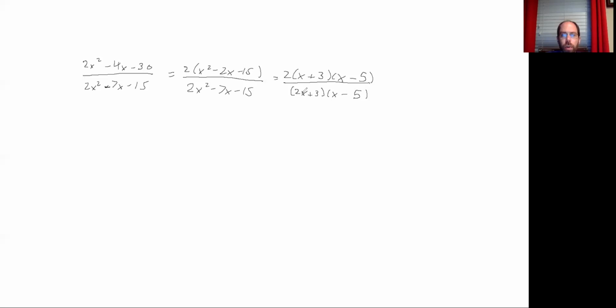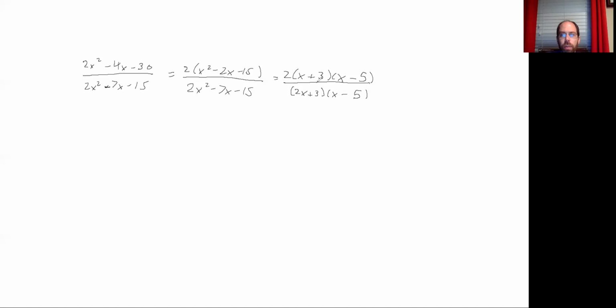Let's double check that I'm right. 2x times x is indeed 2x squared. 2x times negative 5 is negative 10x, plus 3x is indeed negative 7x, and lastly 3 times negative 5 is indeed negative 15. So this looks like it worked okay. Now here, that I've simplified it this far, I happen to notice something.